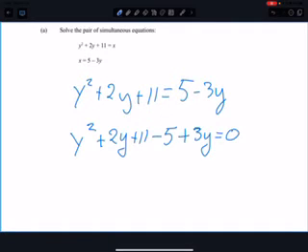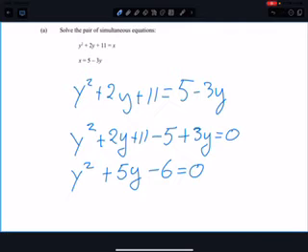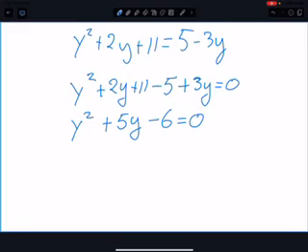Equals 0. This is negative, so it becomes positive. Plus 5y minus 6 equals 0. That looks very, very familiar. What do I have to do? Factorize.